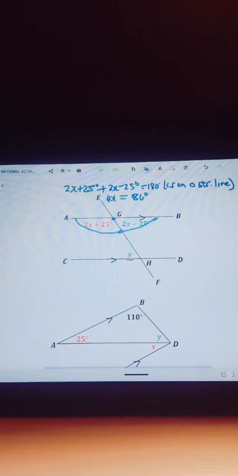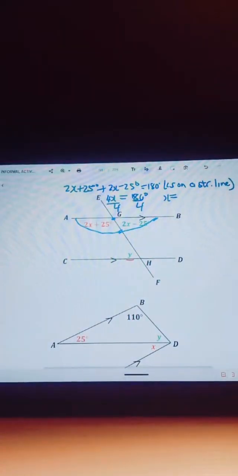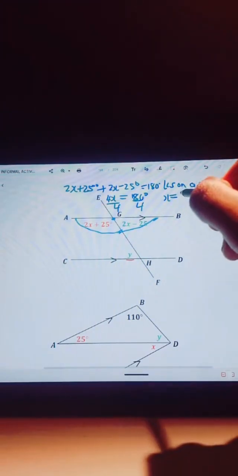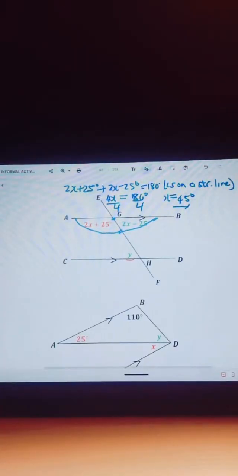Not 4x is equal to 130. Yeah, people are doing funny stuff in the comment section, I'm sorry to say. So what is 180 divided by 4? 180 divided by 4 gives us 45. So x is 45.